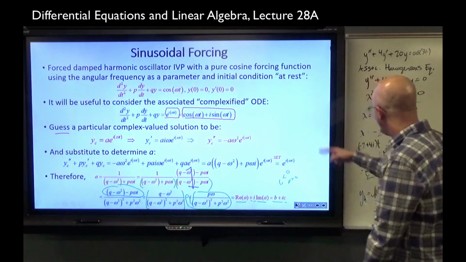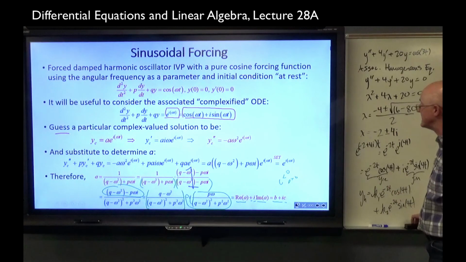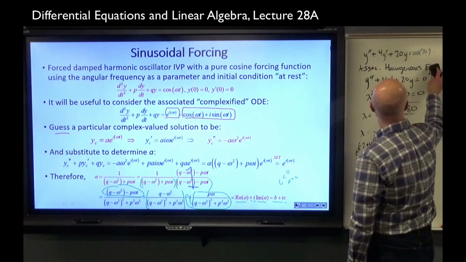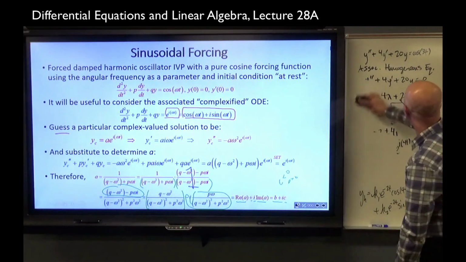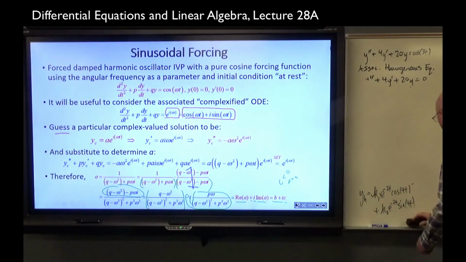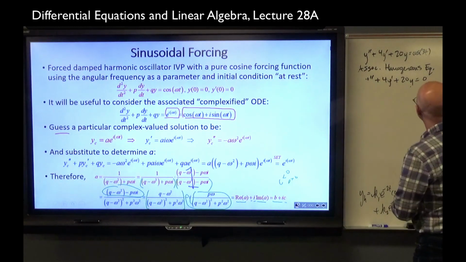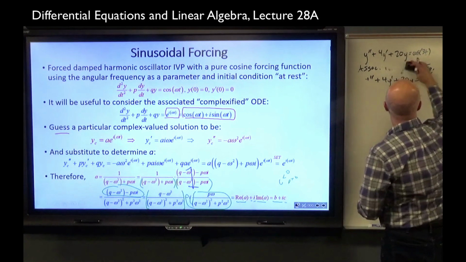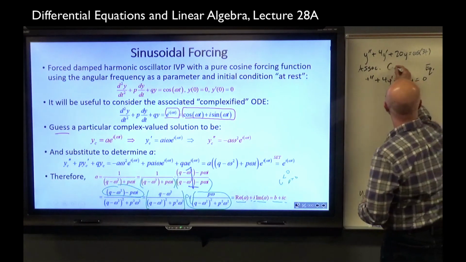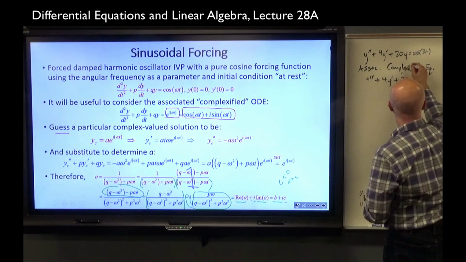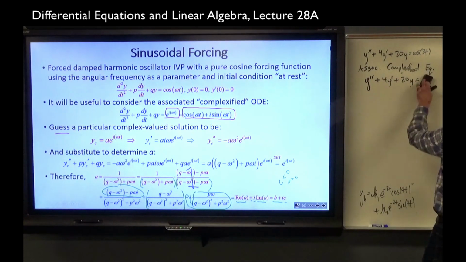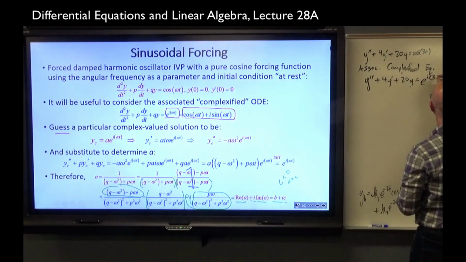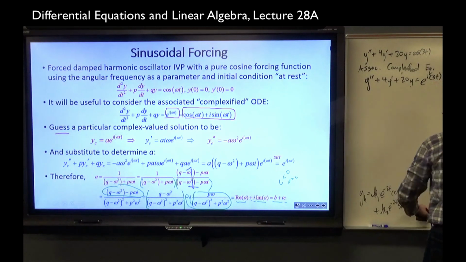Keep that in mind. Before I go into the next slide, let's see how this works out with this particular example. So I got the associated homogeneous equation and its general solution down there. Let me erase everything but the general solution of the associated homogeneous equation. With this example, the associated complexified equation is going to have e to the i times 3t on the right-hand side, because omega is 3, there's a 3t up there.